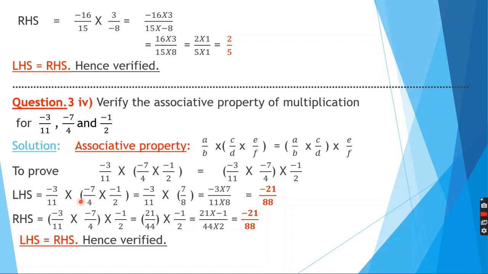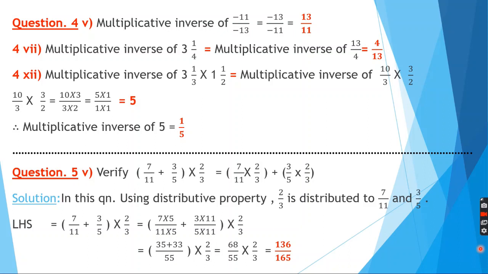In this case, first we will solve the LHS. Minus 3 by 11 into, first we are solving the bracket. When you solve the bracket, we are getting it as 7 by 8. That is minus 3 by 11 into 7 by 8. Minus 7 into 3 is minus 21 by 88. Similarly, the bracket first gives 21 by 44 into minus 1 by 2. Therefore, we are getting it as minus 21 by 88. Therefore, the LHS is equal to RHS. That means the associative property is verified.